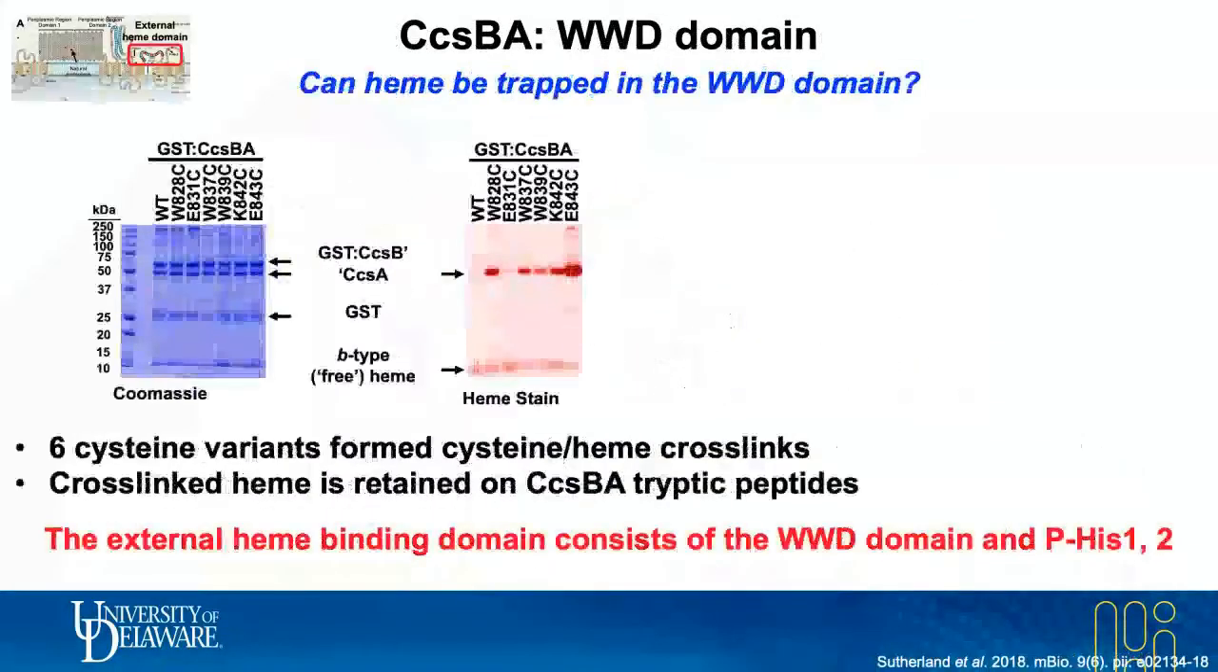So we mutated the 18 residues of the WWD domain individually to cysteine. We were able to show that they are all stable. Here we're showing the purification. CCSBA purifies as 2 polypeptides.